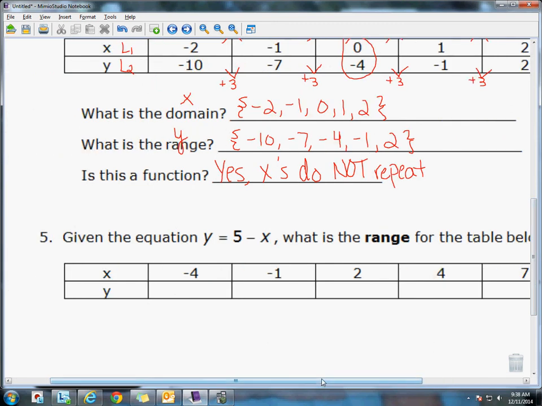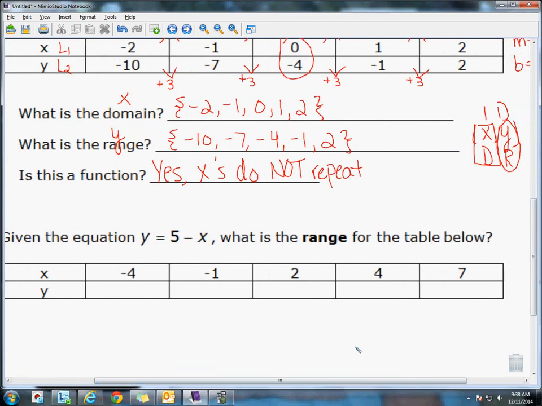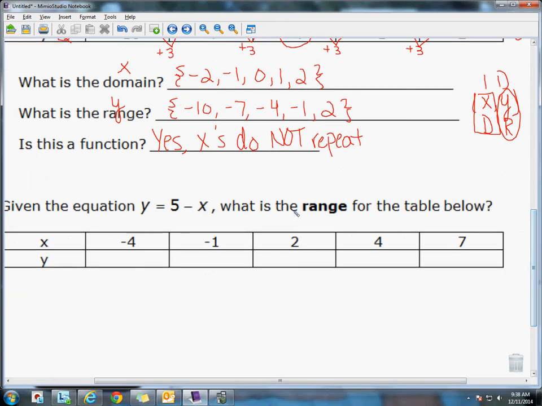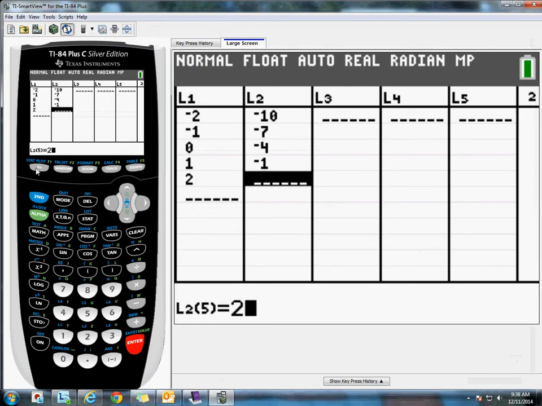Alright, number 5 says, given the equation y equals 5 minus x, what is the range for the table below? There's two ways you can do this. You can plug in your x values into the equation and do it by hand. So you have y equals 5 minus -4, y equals 5 minus -1, y equals 5 minus 2, and so on. The other way is with your calculator.